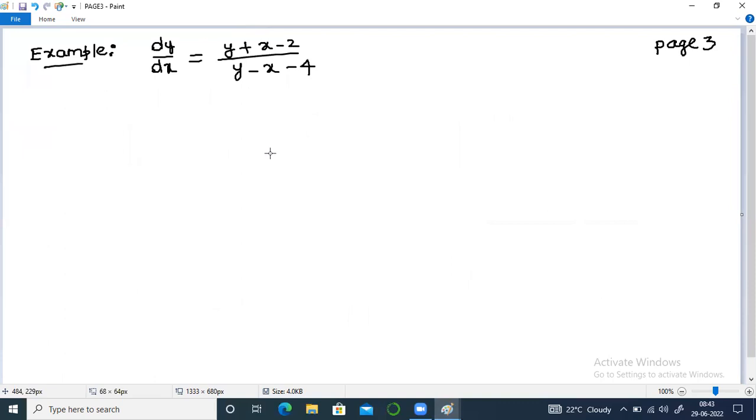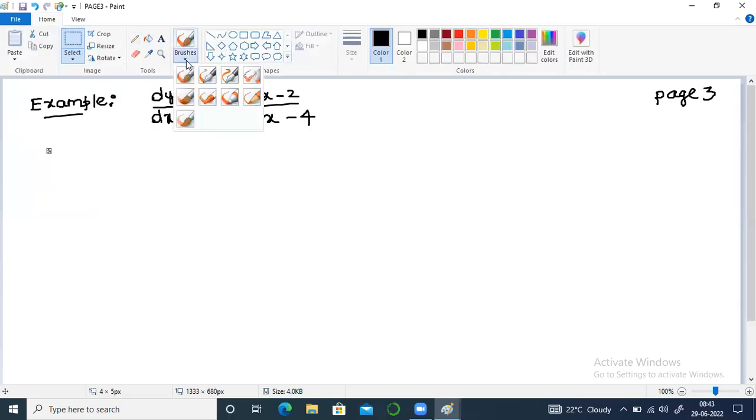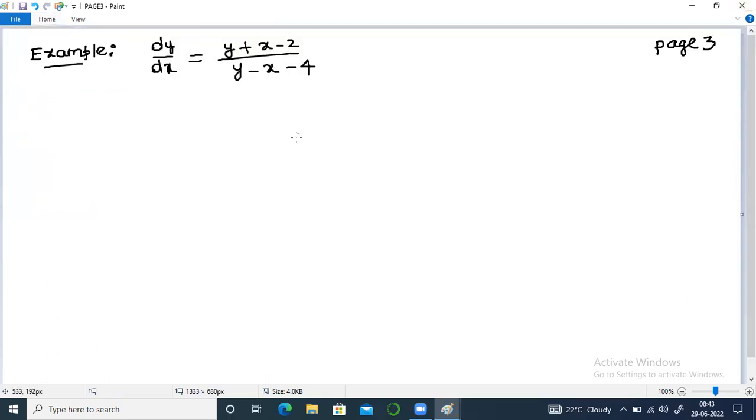So the problem is looking like this. dy over dx is equal to (y + x - 2) over (y - x - 4). Small y, small x here; these are the terms, so I am changing them. The given equation has y terms first, so to avoid confusion I am converting this equation into this form: dy over dx is equal to (x + y - 2) over (-x + y - 4).